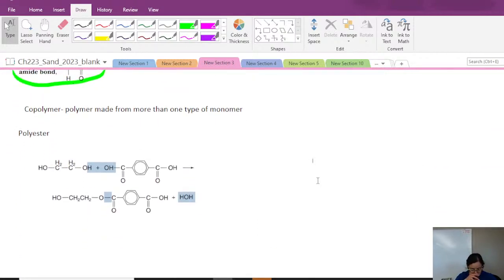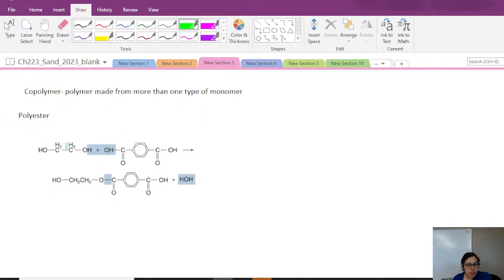And so you can also have what are called copolymers. So that's polymers made from more than one type of monomer. So in this case, like polyester, you have your two different monomers. So this would be your alcohol. And then, of course, this is your carboxylic acid.